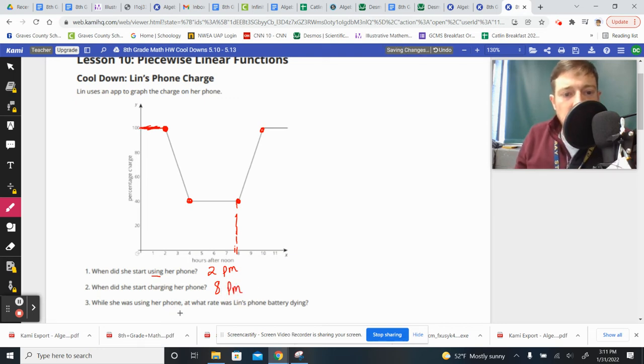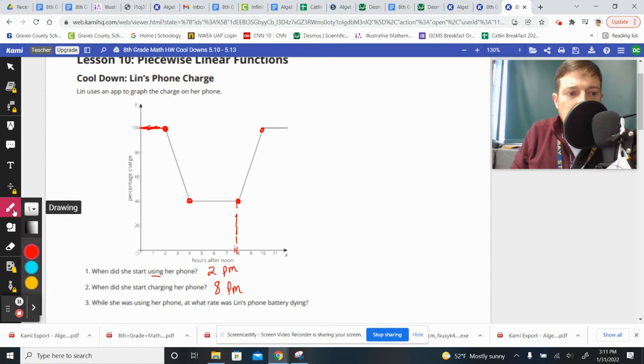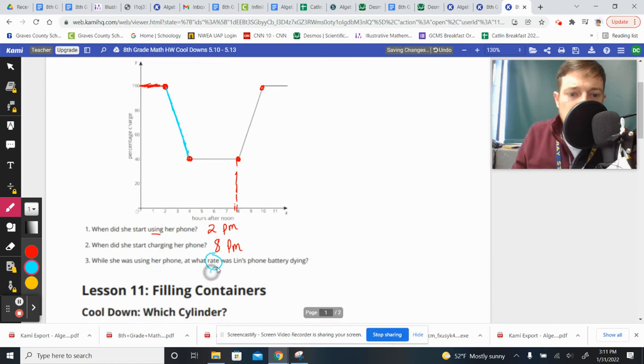While she was using her phone, all right, so this would be charging, turned off, charging, charged, and staying charged. The using the phone section would be what I'm going to highlight here in blue. This would be when she was using her phone. During that time, at what rate? Rate is another word when you have a graph like this for slope. We talked about that in class today. Was Lynn's phone battery dying? At what rate are we losing battery charge when she uses her phone?